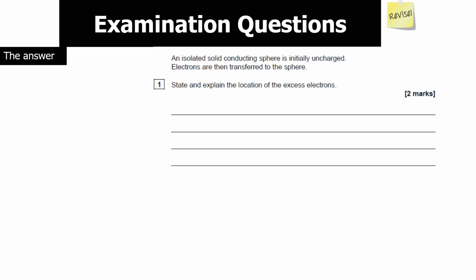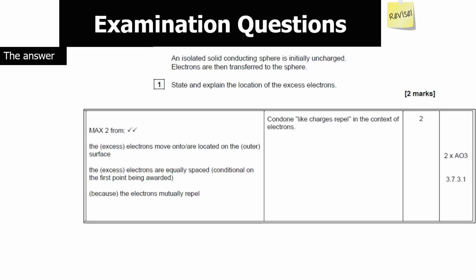Right, so how do you answer this first question? Well, you can tell that the electrons are going to be located on the outer surface of the conducting sphere, and that the electrons will be equally spaced on this sphere. Why is that? Because the electrons will mutually repel each other because they're all negatively charged, so they'll want to spread away from each other as much as possible due to that electrostatic repulsion, so they'll be equally spaced out on the surface.